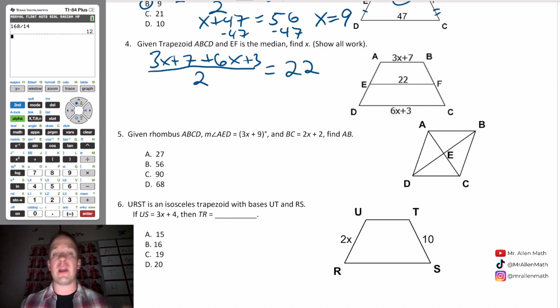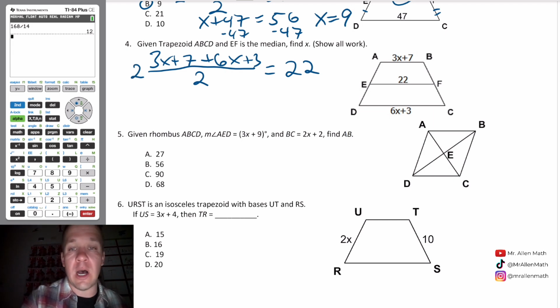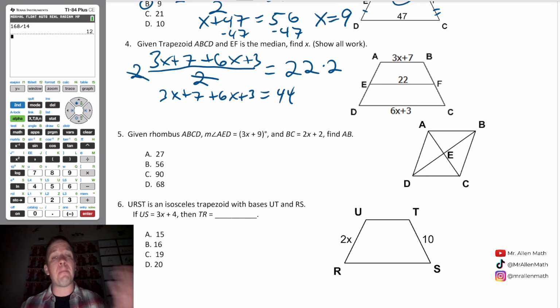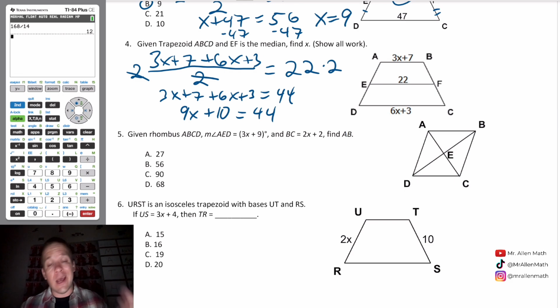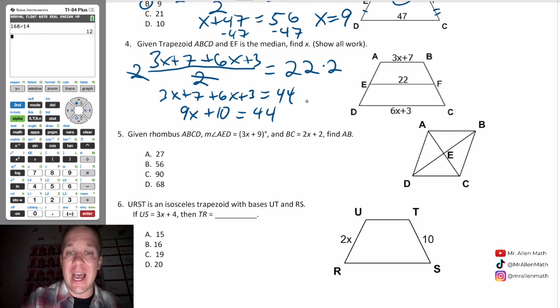So a little more of a scary equation here, but we can handle it, bro. We can handle it. All right, we're going to multiply by 2 on both sides, and then those will cancel, leaving me with the 3x plus 7 plus 6x plus 3 equals 44. And then I'm going to combine my like terms on the left-hand side. I've got 9x plus 10 equals 44. Next, I can subtract 10. I'm going to get 9x equals 34, and then I got to divide by 9.